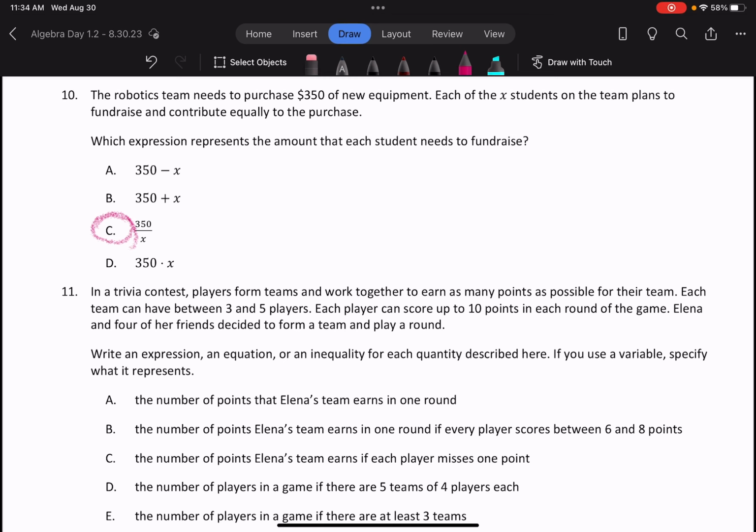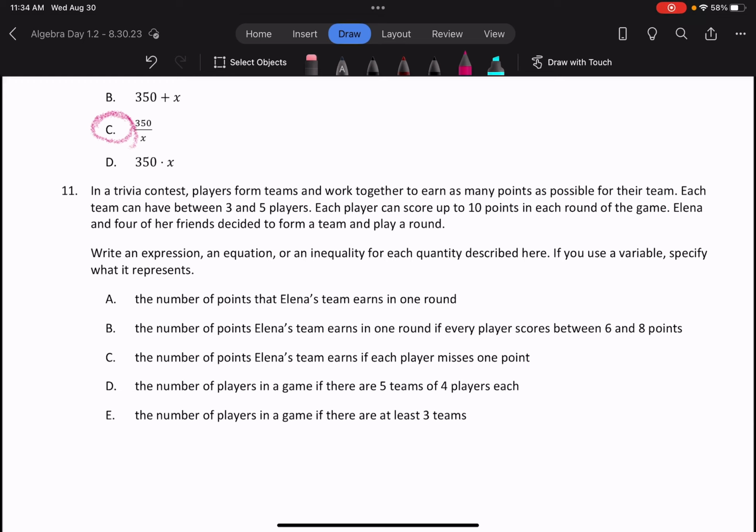All right, our last one. In a trivia contest, players form teams and work together to earn as many points as possible for their team. Each team can have between 3 and 5 players. Each player can score up to 10 points in each round of the game. Elena and four of her friends decided to form a team and play a round. Write an expression, an equation, or an inequality for each quantity described here. If you use a variable, specify what it represents. So the number of points that Elena's team earns in one round.